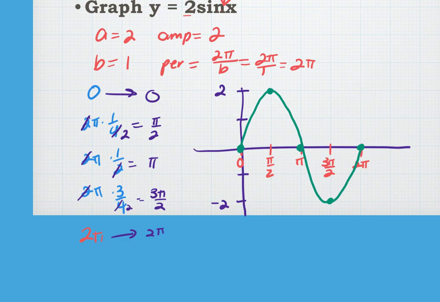If I wanted another, if it said graph 2, I could either reflect it over the y-axis, it would be the same points but negative, or I could continue it on and it would end at 4 pi because it would have duplicated the length.